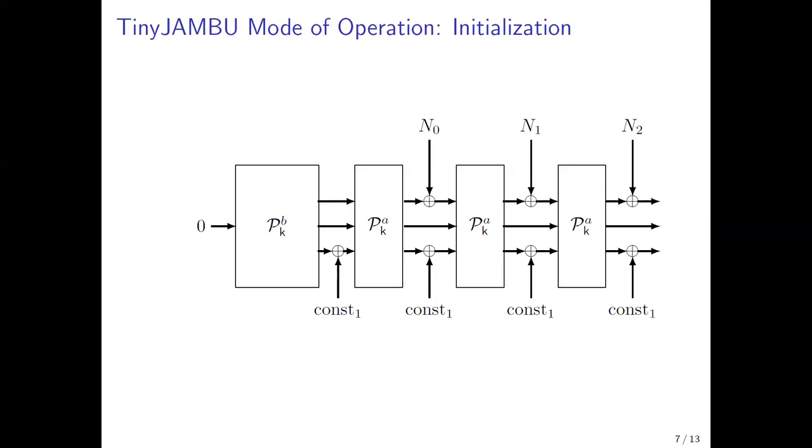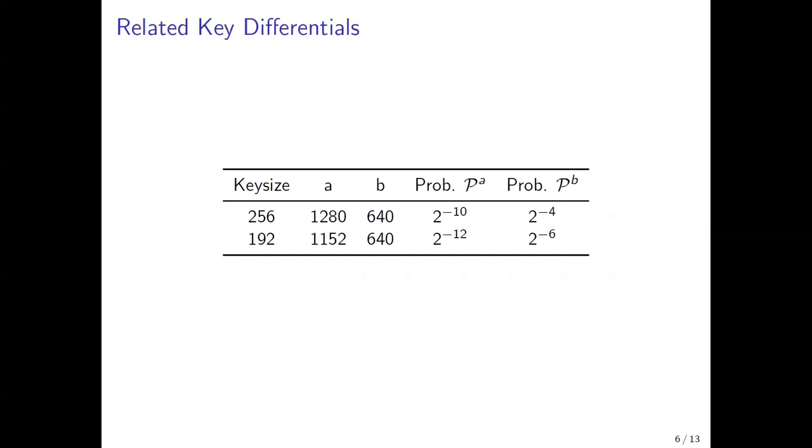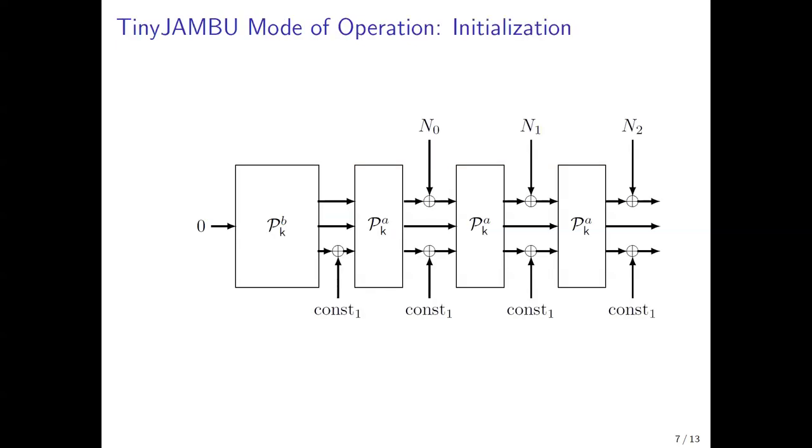Okay, so let's have a look at the initialization. Our goal is to end up here with a zero difference in the state. Now, as we see, we start with a PB, which is 640 clocks. We can also see that after the first PB, there is no addition of any attacker controlled variable. So if there is a difference there, we lose. We cannot cancel it, so the difference propagates and it won't work. Now, after PA, we see that we can add a nonce in the most significant 32 bits, because each of this part is 32 bits. So if there is a difference there, we can cancel it.